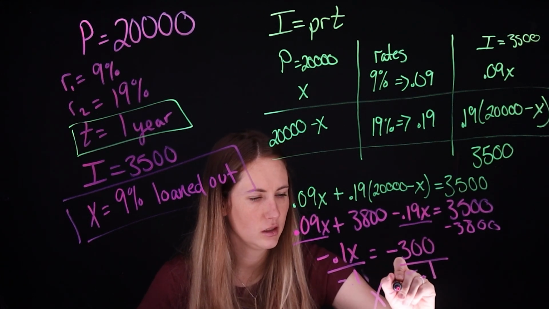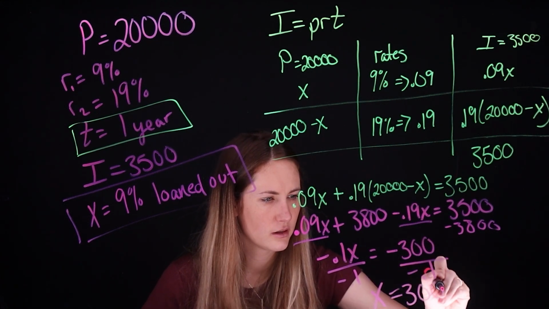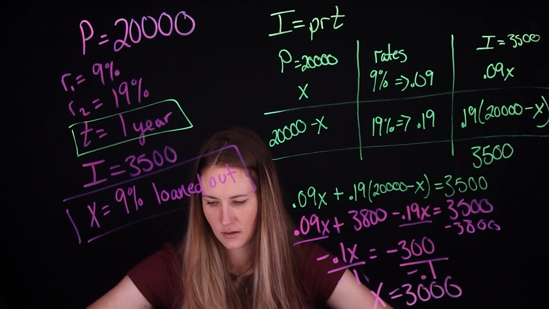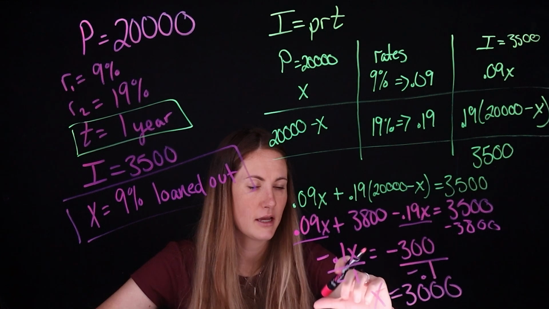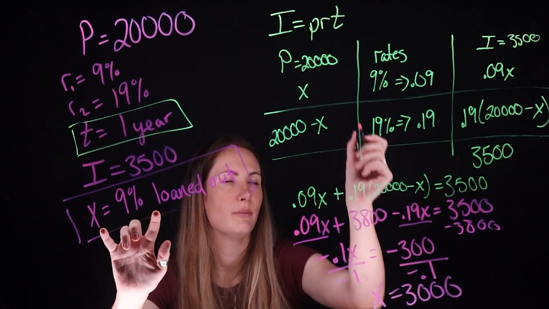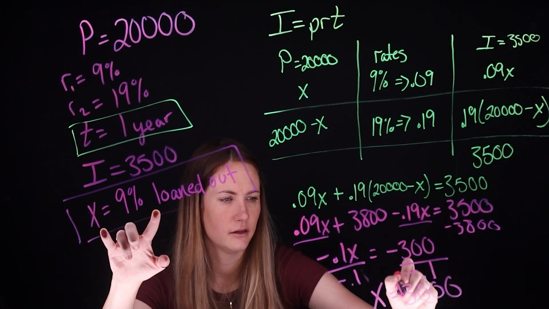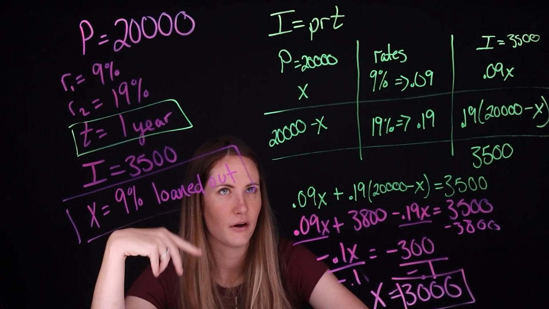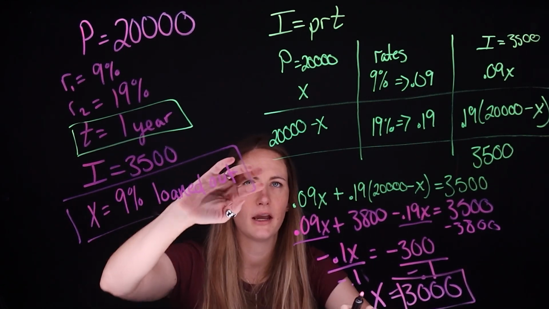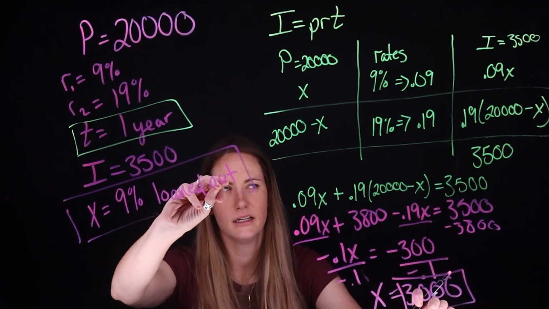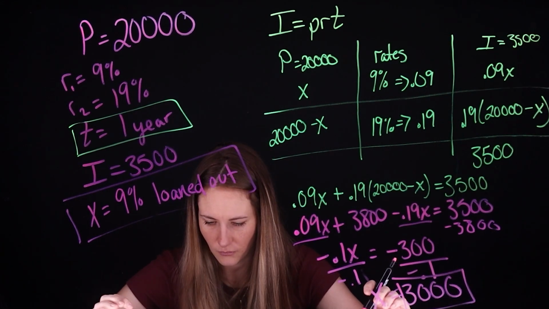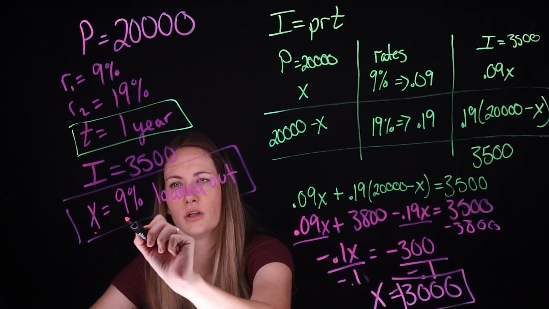So x equals 3,000. And they just want that. Since they asked for x and I made sure my x went with my 9%, I just have to put in this 3,000. If I would have put x with the 19, I would have had to remember to do 20,000, subtract what I found to get the 19%. But be sure you put it with the one you're looking for.